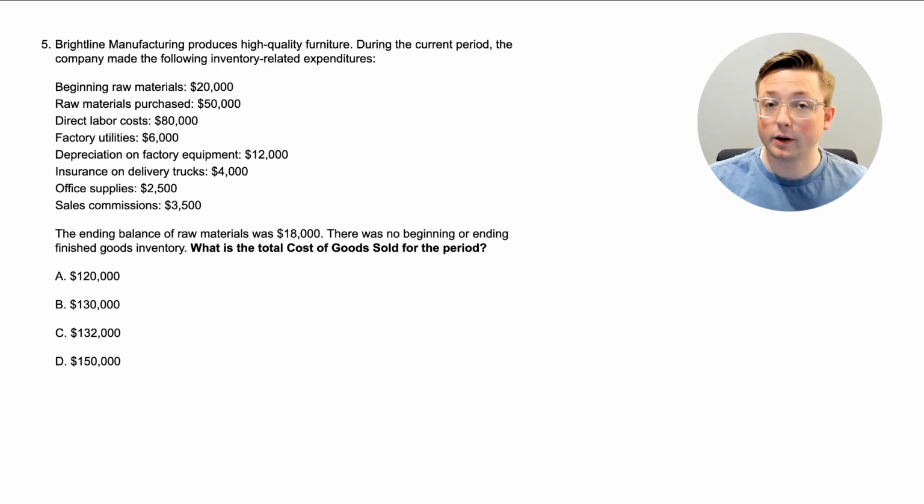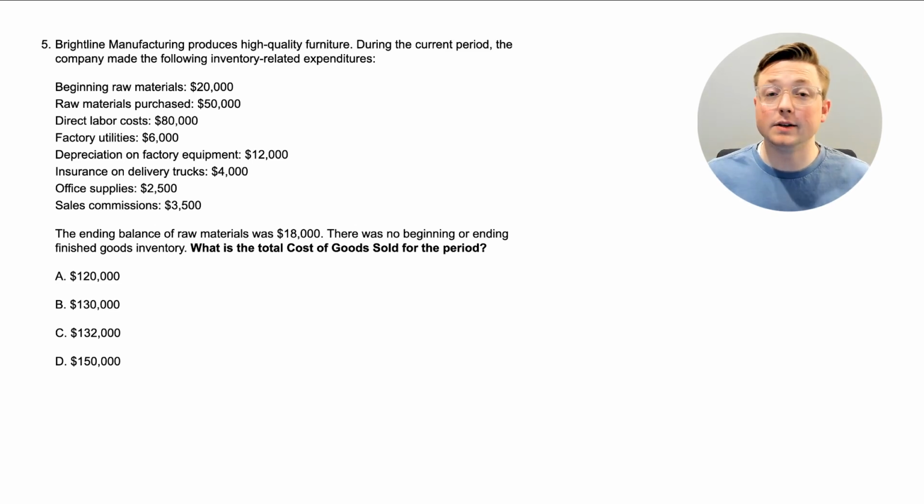Beginning raw materials was $20,000. Raw materials purchased was $50,000. Direct labor costs, $80,000. Factory utilities, $6,000. Depreciation on factory equipment, $12,000. Insurance on delivery trucks, $4,000. Office supplies, $2,500. And sales commissions, $3,500. So a lot going on there, a lot of different expenses. The ending balance of raw materials was $18,000. There was no beginning or ending finished goods inventory. So with all that information, again, now we have to figure out the cost of goods sold.